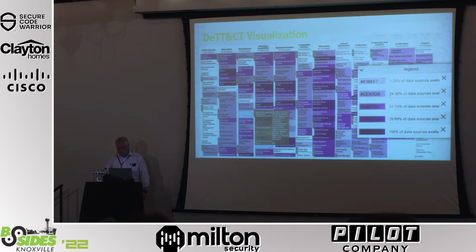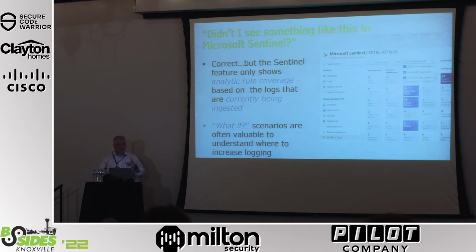Okay, so you might say, wait a minute, I have looked in Sentinel, isn't there something like that in Sentinel? And the answer is kind of. So there is a form of a heat map in Sentinel that does this, but what it's looking at is, do you have a rule, an analytic rule that looks for this type of behavior? It's not telling you whether the logging that you're ingesting is good. It's telling you, do I have a rule that looks for this?